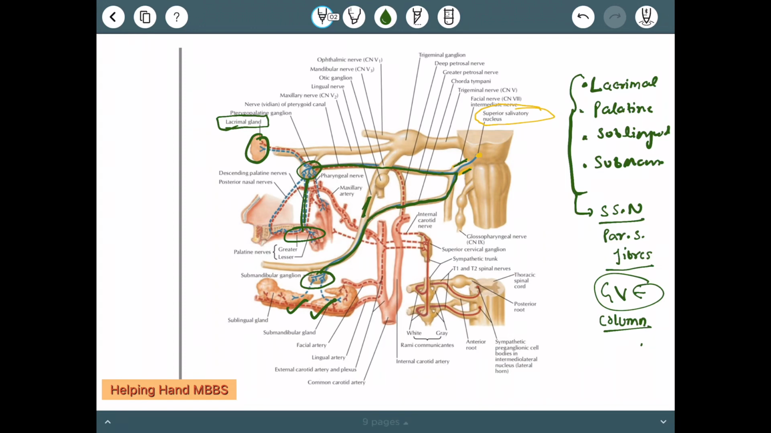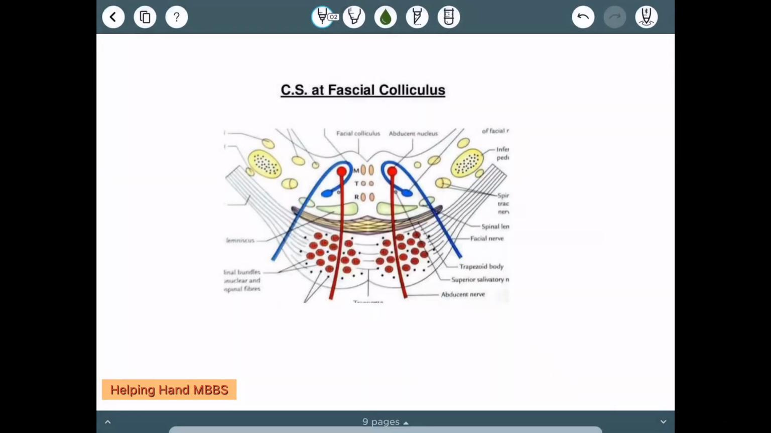So let us study further. This is the cross section of the pons, and here you can see how the facial nerve exits the pons. This is the nucleus of the abducent nerve and this is the nucleus of the facial nerve. The facial nerve coils around this abducent nerve nucleus and exits the pons anteriorly. So this is how the motor nucleus, as I've shown you in the schematic diagram, gives branches. So this is the branch which the motor nucleus gives.